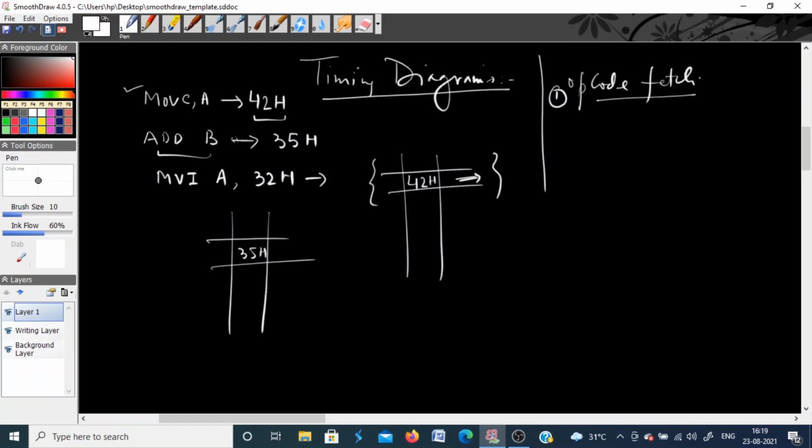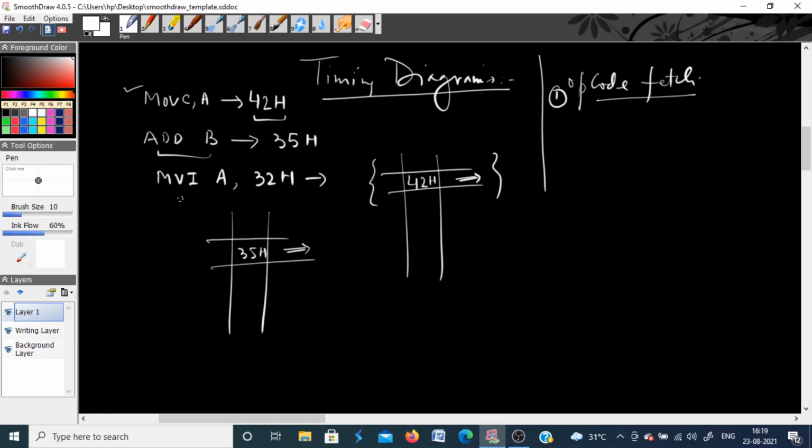Similarly, if you have ADD B, and the operation code for this instruction is 35H, then when the processor fetches this code, decodes and executes it, it comes to know that it has to add the contents of register B into A and put the sum again in A. So that is again done by this 1 byte instruction.